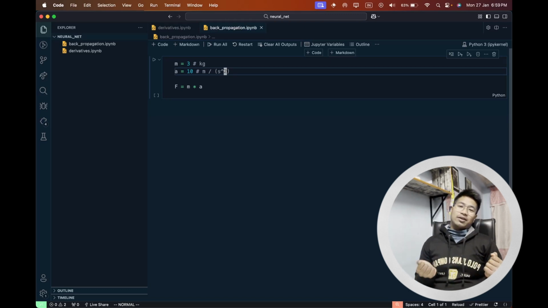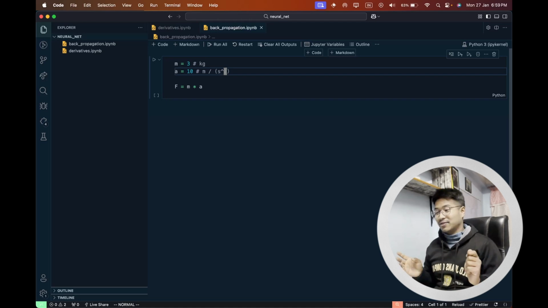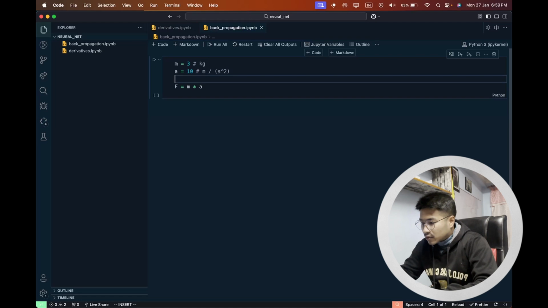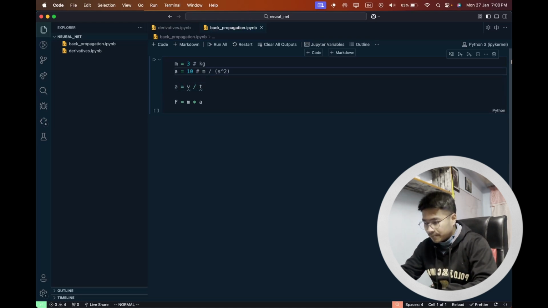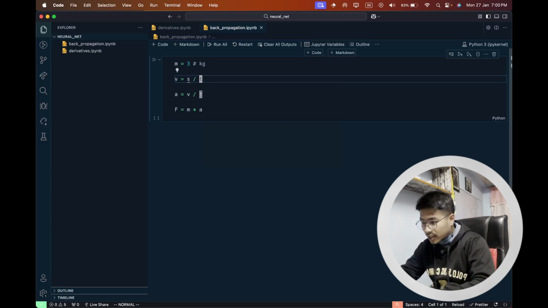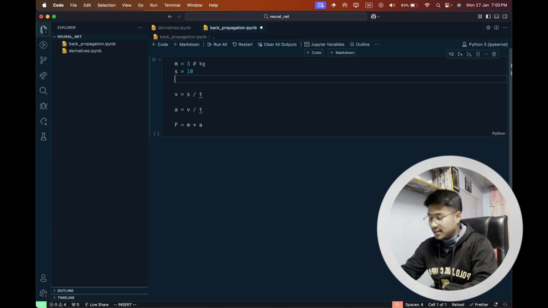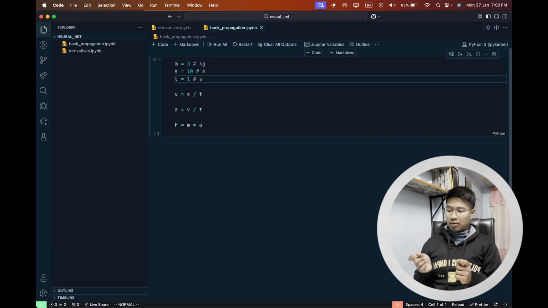Now, why is acceleration meters per second squared? Because acceleration is basically change in velocity. So let's encode it that way instead. Instead of saying a is 10, I would say a is velocity divided by time taken. So what is velocity? Velocity is basically distance divided by time taken. So we could do it this way, and then I would assign all of my variables. So s, which is the distance, let's say it's 10, and t for time, let's say it's 1. Distance will be measured in meters and time would be measured in seconds. Okay, so we have this now.